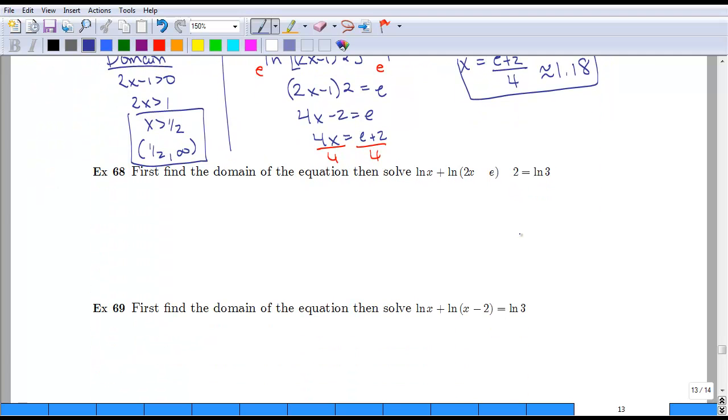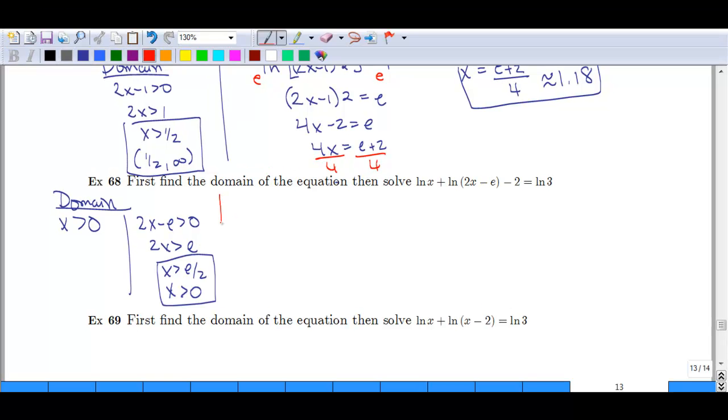A few more examples here. In this case, this one's a little bit more involved because we need to worry about putting all the logarithms on one side and the non-logarithms on the other. Again, for our domain, just to make sure that we are in the correct place, x has to be greater than 0 in this case, and for our other function, we need 2x minus e to be greater than 0, so 2x has to be greater than e, and x has to be greater than e over 2. So again, this is a positive number.